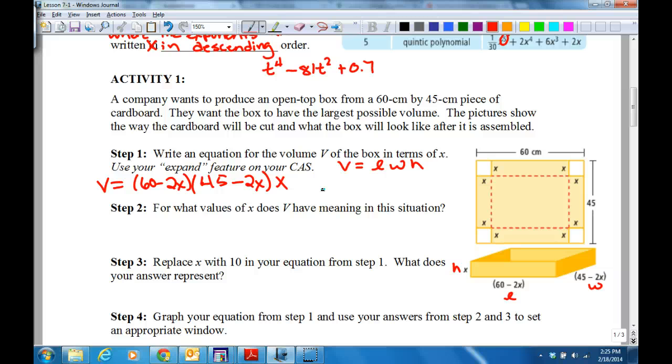So, if I'm going to multiply this out, I'm going to leave my x out right now. Let's just multiply it out using the box. We have 60 and minus 2x right here. I'm going to just show you in a minute. This is a way you can multiply it out. So notice I have 60 minus 2x, 45 minus 2x. Okay, what is 60 times 45?